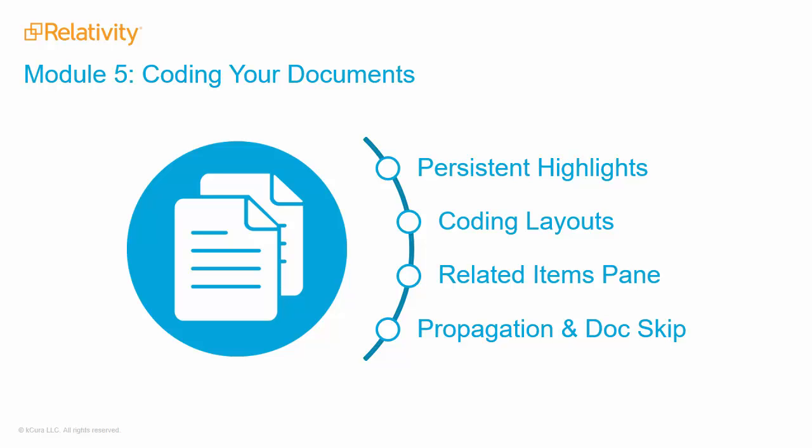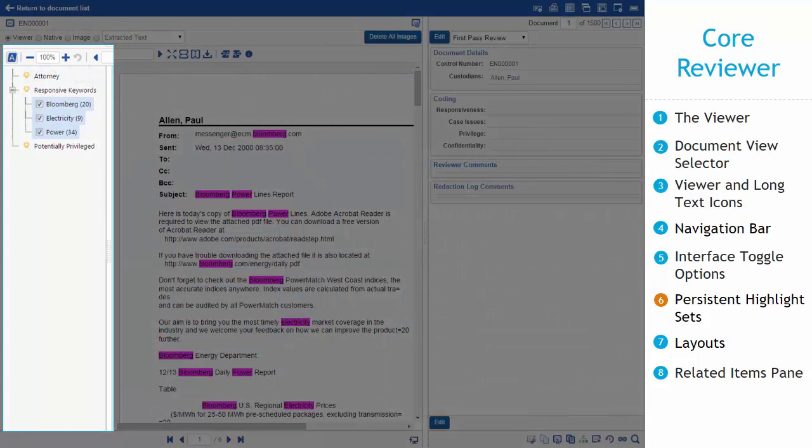Let's dive in. Looking at our core reviewer interface again, notice in the viewer that there are some terms that are highlighted, such as Bloomberg and power. These terms are called persistent highlights. Prior to a review, your case manager may receive a list of terms that are important to the case. To ensure that documents containing these terms are reviewed closely, your manager might set up a persistent highlight set containing those terms, which will ultimately help you make your coding decision. For example, if documents containing the word electricity have a high probability of being responsive, your case manager could create a persistent highlight set that highlights every instance of the word electricity in a document.